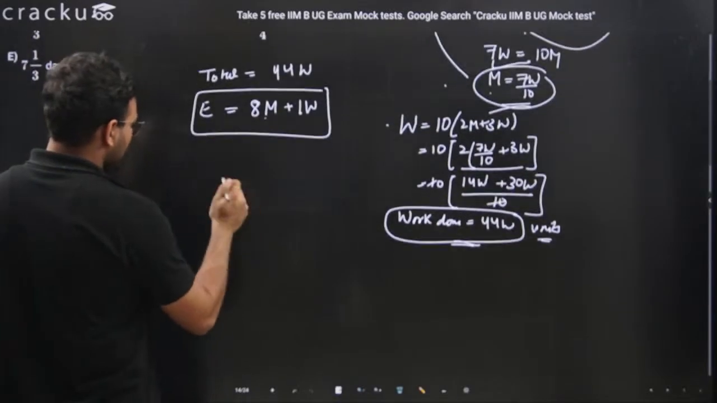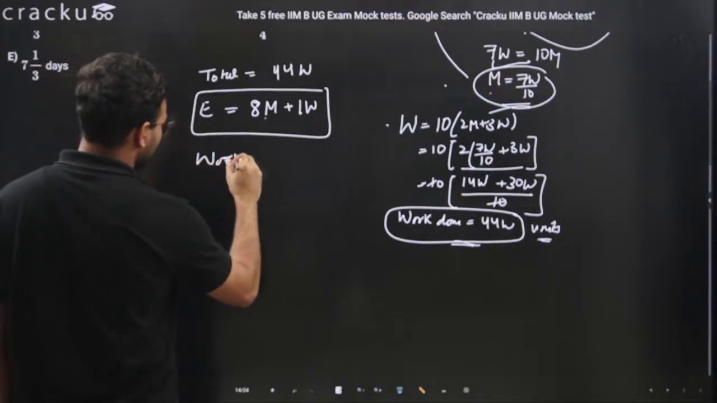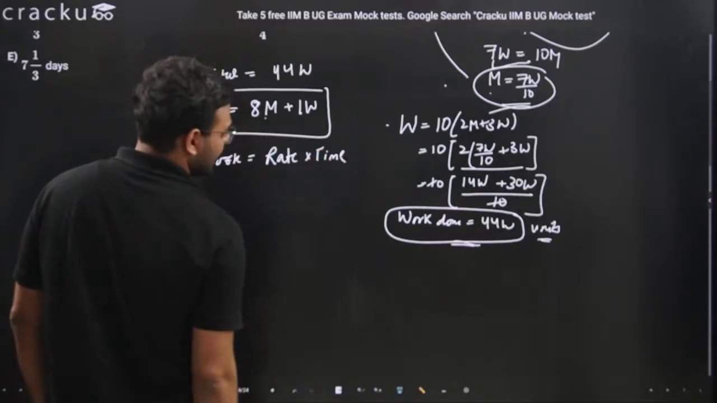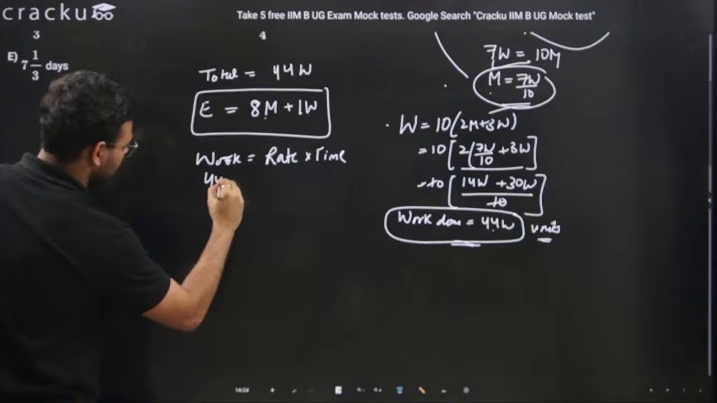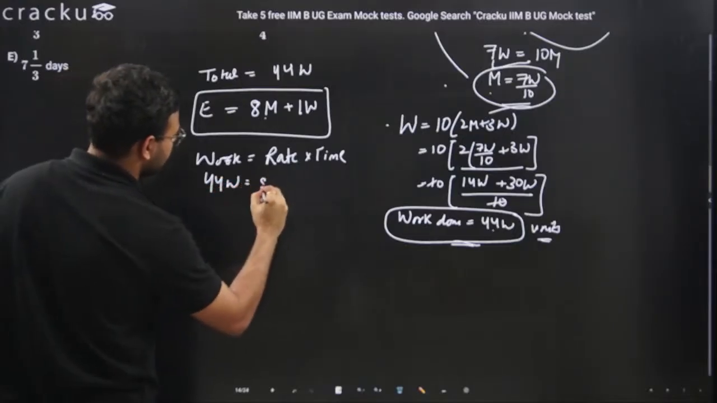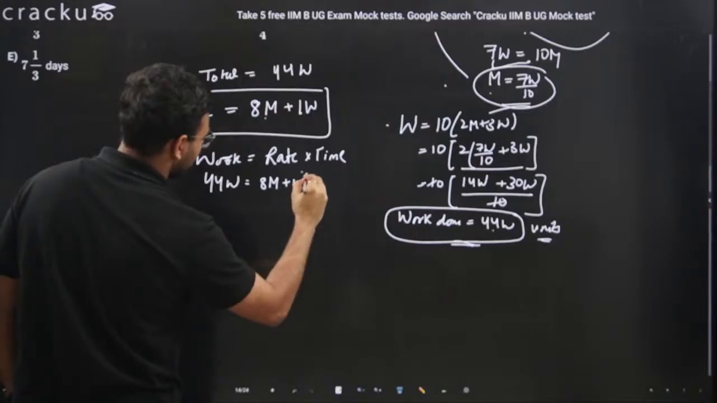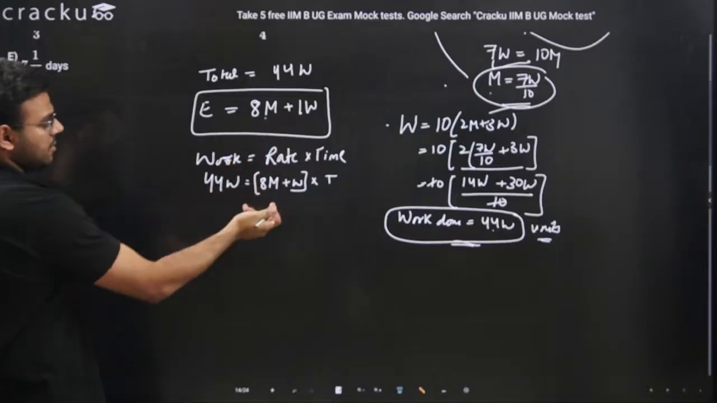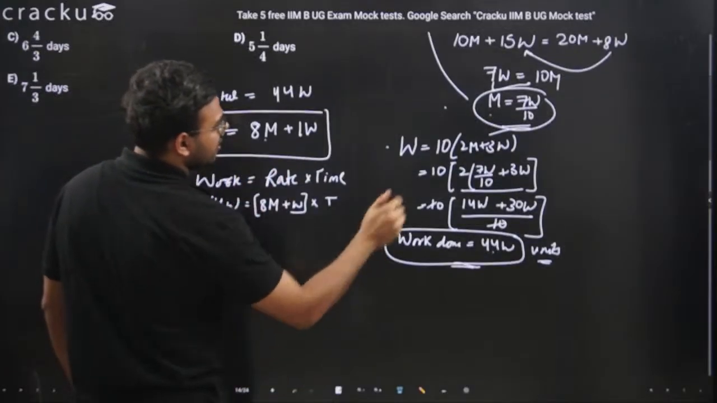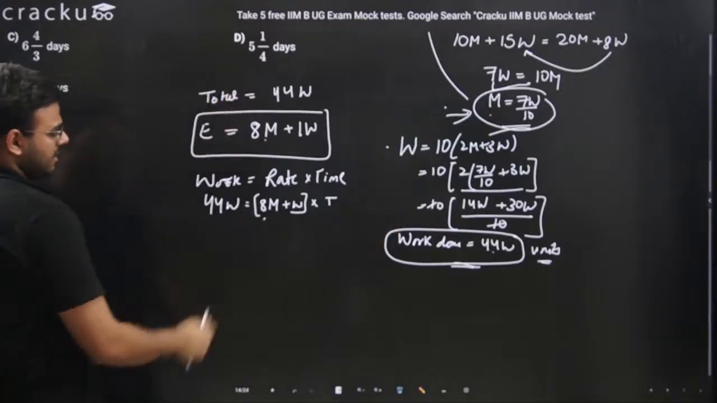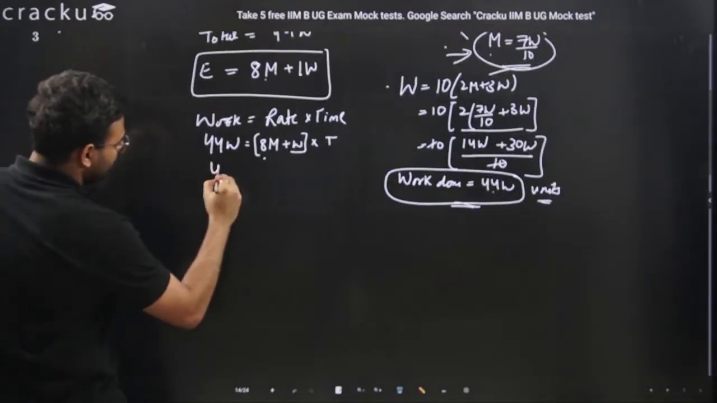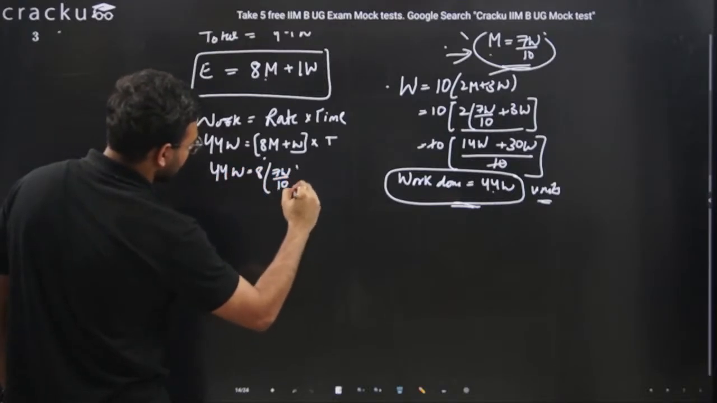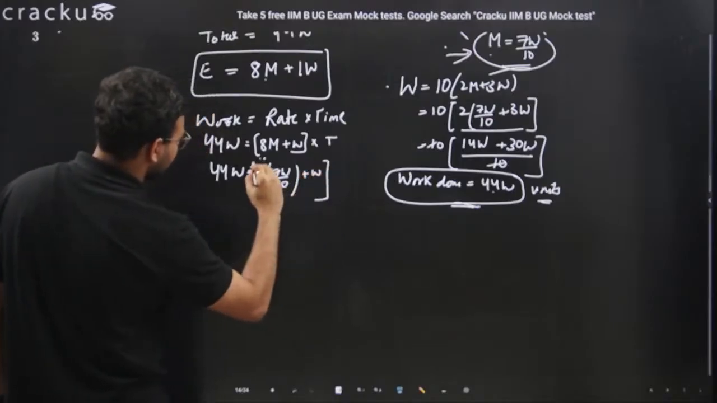So again, work is equal to rate into time. What is work? Work is 44w. So 44w is equal to the rate 8m plus w, into time t. Let's say they are taking t days to complete the work. 8m plus 1w will be 8m plus w. Again, I substitute the value of m equal to 7w by 10. So 44w is equal to 8 into 7w by 10 plus w, multiplied by t.